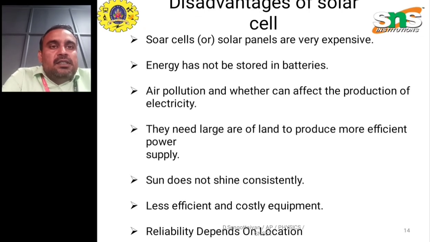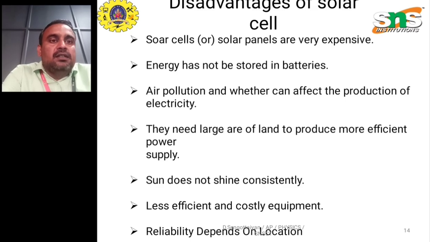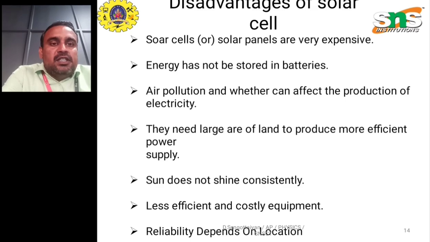Then the disadvantages: solar cells or solar panels are very expensive. Energy has to be stored in batteries. Air pollution and weather can affect the production of electricity. They need a large area to produce more power. The sun does not shine consistently. Then the low efficiency and costly equipment. The reliability depends on location.